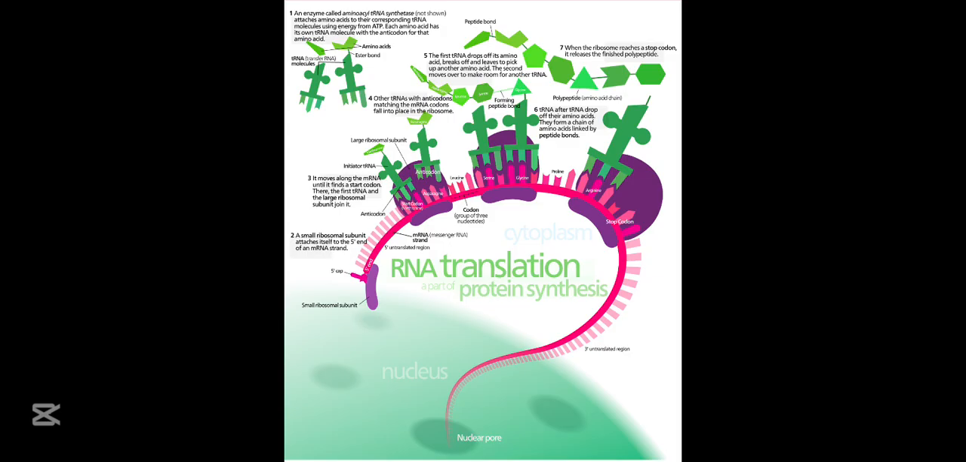It separates back into its small and large subunits, and then the mRNA is released too. Yes, the mRNA is free to go and maybe get translated again. So we've got our chain of amino acids. Our polypeptide, is that a fully functional protein? Not always. Sometimes the polypeptide needs further processing.